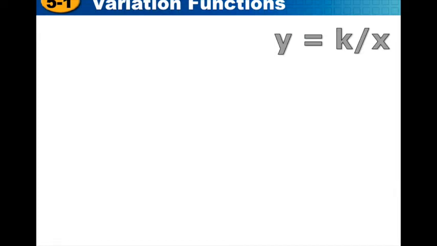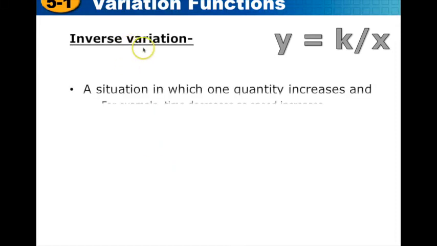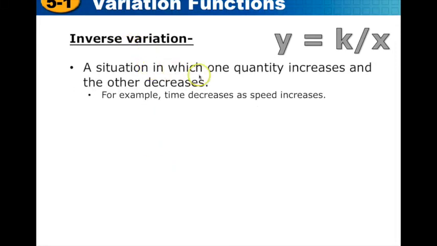Next we have inverse variation. Inverse variation is a situation in which one quantity increases as the other decreases. For example, if you want to get there faster, you want your time to decrease, then you need to drive faster, you need to have a faster speed. So if you want the time to go down, the speed must go up. That is an example of an inverse variation situation.